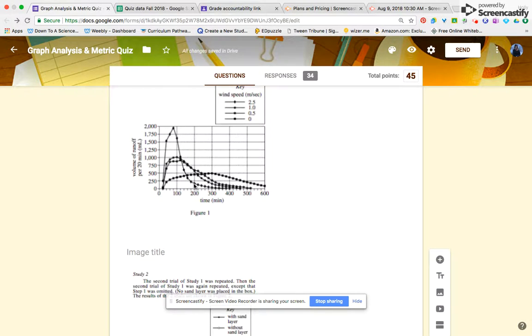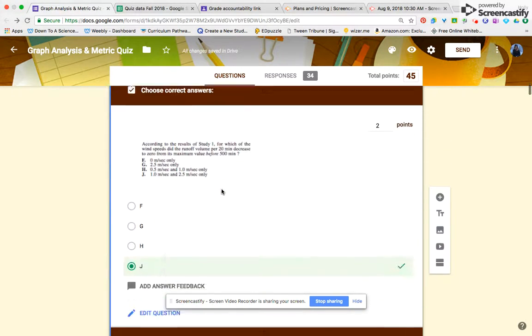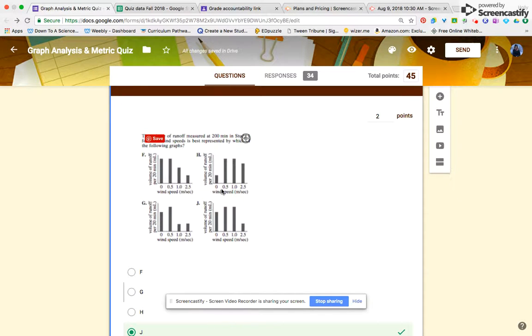here at 200 minutes, we have the one that reached its highest peak. So with the wind speed of 2.5, it's going to have the smallest bar. And then your second smallest bar will be the one that didn't have a wind speed at all, at 0. And then your two middle ones, 1.0 and 0.5, should be very close to 0, but should have the same bar height. So we come back down here and we look for the bar graph where 2.5 is the smallest.